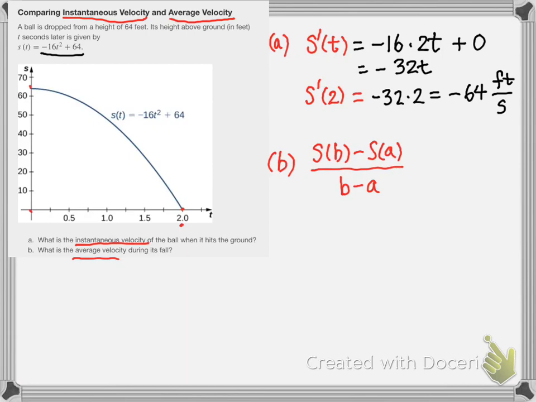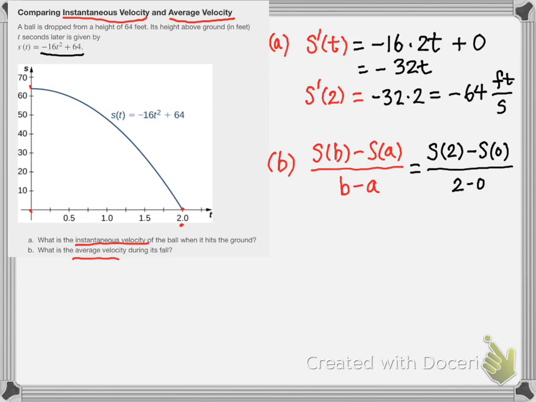Now what about the average velocity? So what we really need is the height at t equals 2. Subtract the height at t equals 0 divided by 2 minus 0.